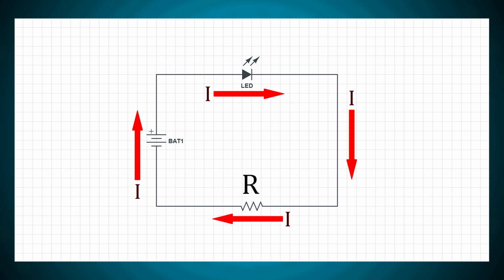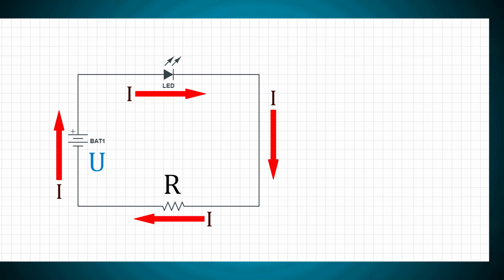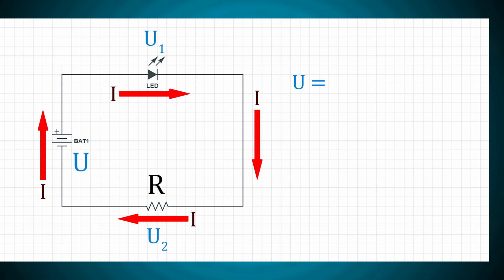Current is represented with the I symbol, which stands for intensity. Power supply voltage is represented by the U symbol. For your information, in the US they use V for voltage, which makes more sense. But as I am in Europe, I will use the designation used here. The U voltage, in our case, will be divided between the resistor and the LED. So let us designate LED's voltage as U1 and resistor's voltage as U2.